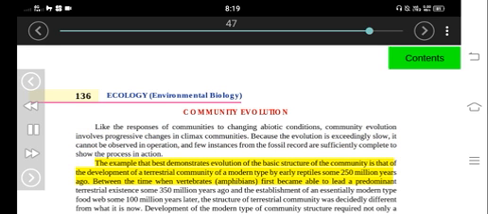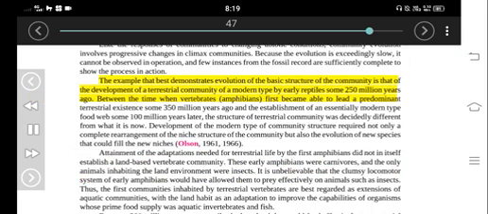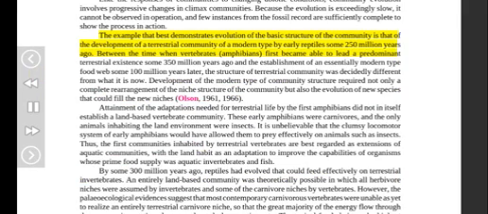The example that best demonstrates evolution of the basic structure of the community is that of the development of a terrestrial community of a modern type by early reptiles some 250 million years ago. Between the time when vertebrates, amphibians, first became able to lead a predominantly terrestrial existence some 350 million years ago and the establishment of an essentially modern type food web some 100 million years later, the structure of terrestrial community was decidedly different from what it is now. Development of the modern type of community structure required not only a complete rearrangement of the niche structure of the community but also the evolution of new species that could fill the new niches.